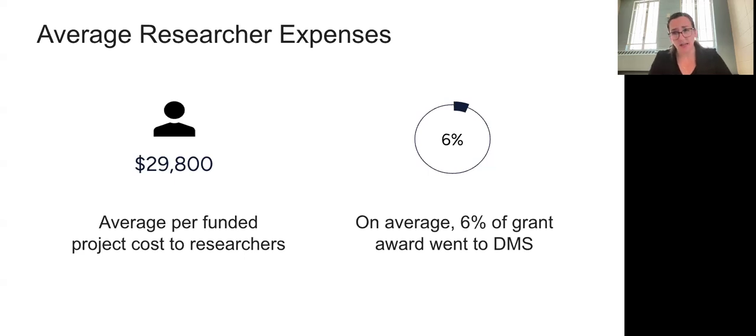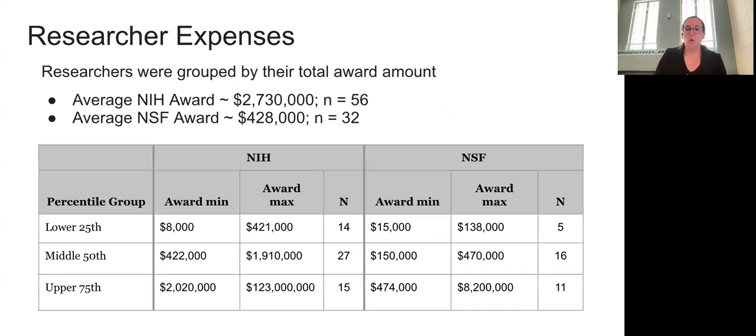And as you might suspect, the standard deviation or variability in these numbers was very large. So if you hit the next slide, Mikala. One way we wanted to look at this was by size of the award. And so our sample was primarily NIH researchers who responded. And as you can see at the top, those awards are substantially higher on average than our NSF awards.